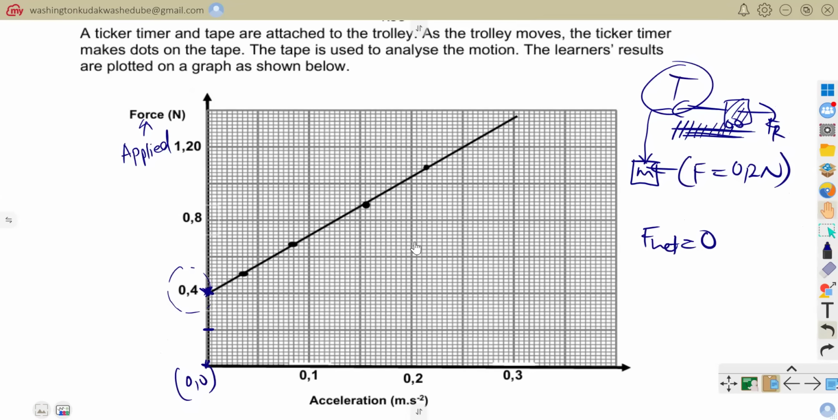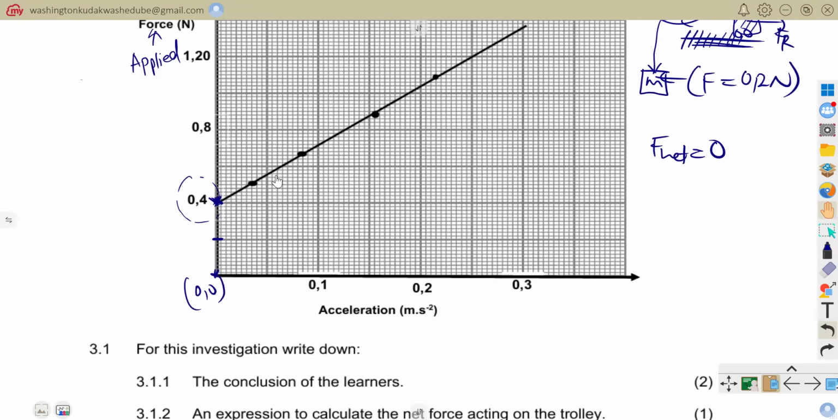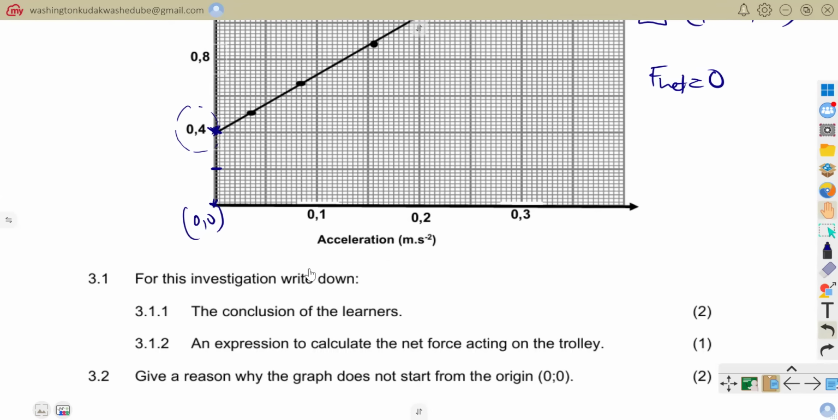Let's hear what the questions are saying. I'm just interpreting these results from what we know. For this investigation, write down the conclusion of the learners. The conclusion of the learners can be to say the applied force has a relationship that is directly proportional to the acceleration, due to this linear relationship.